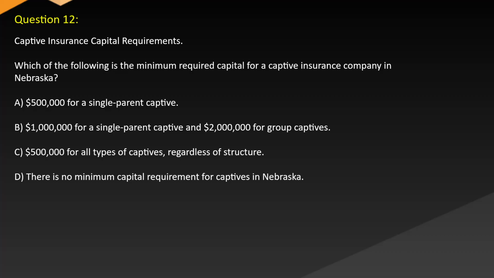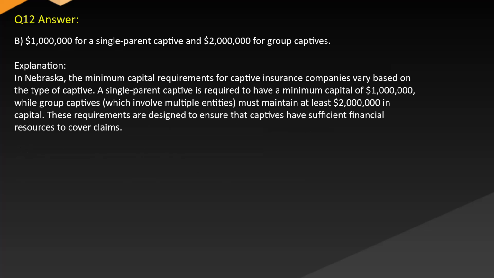C. $500,000 for all types of captives, regardless of structure. D. There is no minimum capital requirement for captives in Nebraska. Answer: B. $1 million for a single parent captive and $2 million for group captives.